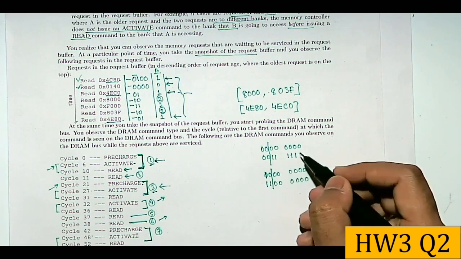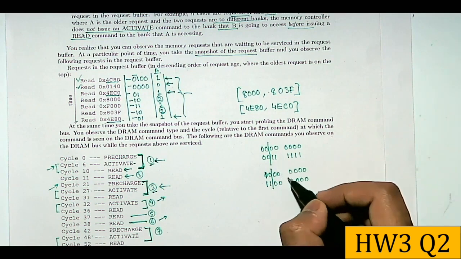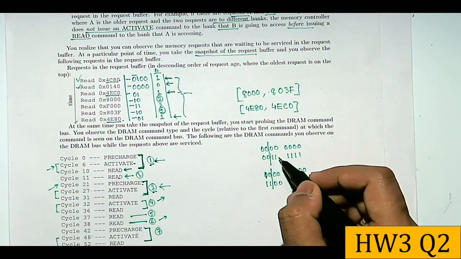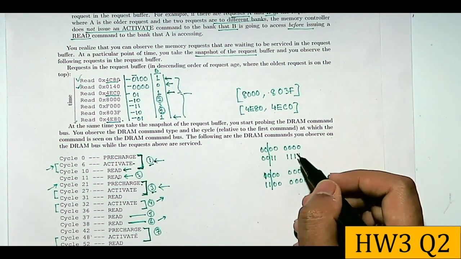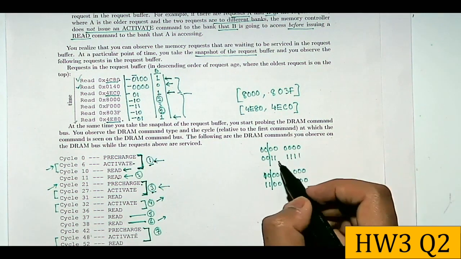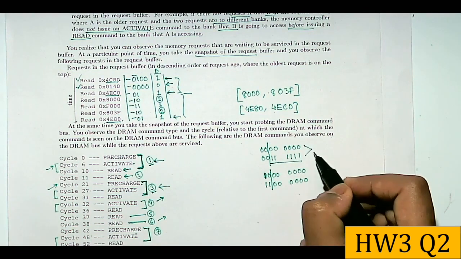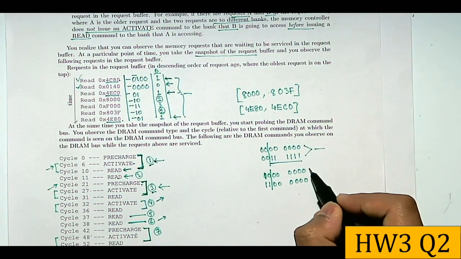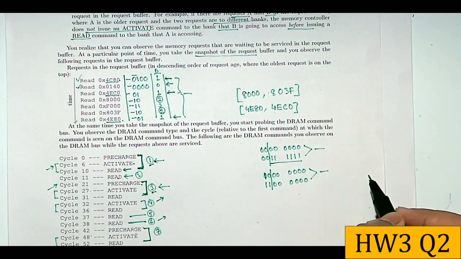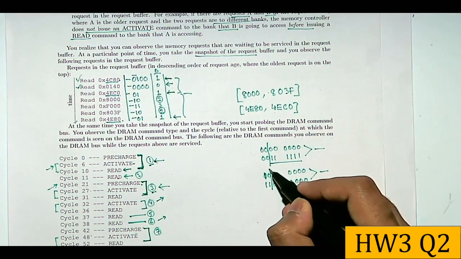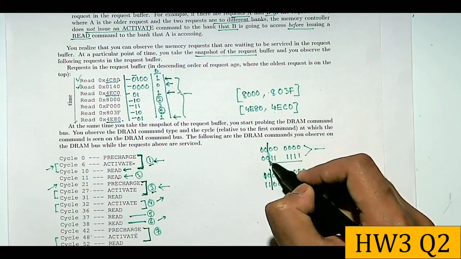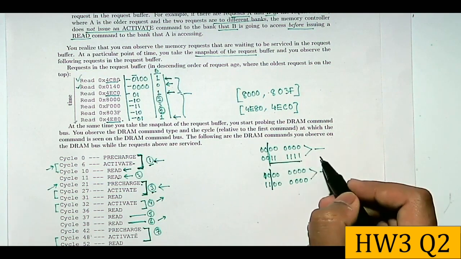Can you identify the boundary of the row buffer? It basically says that if these two address values belong to the same row, but these two address values belong to a different row, then your row size would have at least this many bytes inside a row.